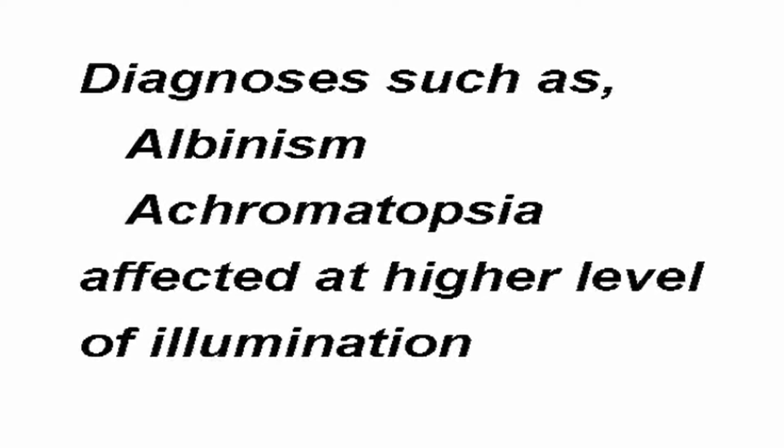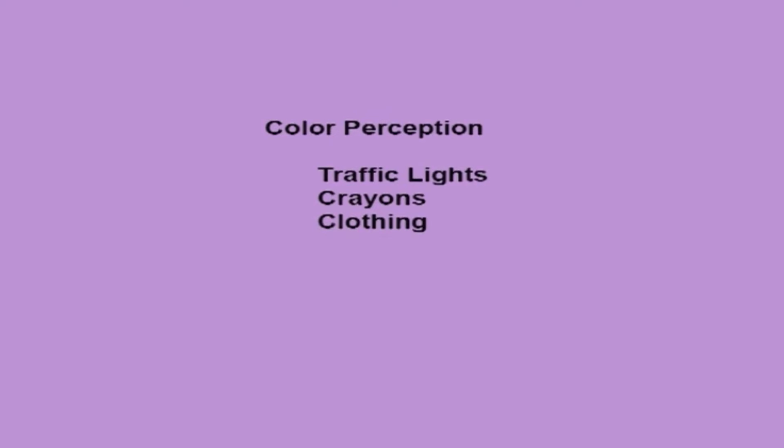There are also visual conditions for which additional lighting is necessary. For a majority of visual conditions, glare will adversely affect visual functioning. Color perception. Color perception is the ability to perceive differences in color because many facets of daily life are influenced by color. Example, traffic lights, crayons, clothing. A child's ability to differentiate colors needs to be known.